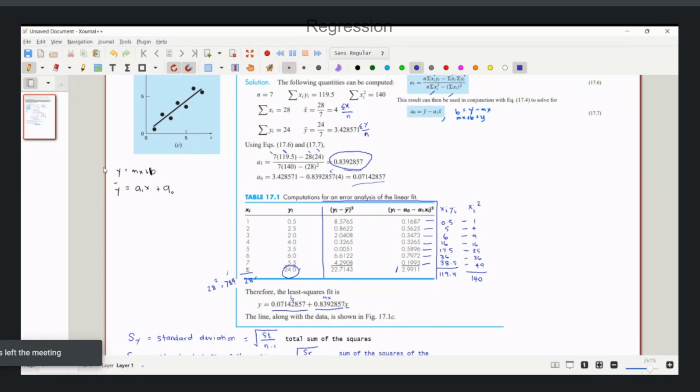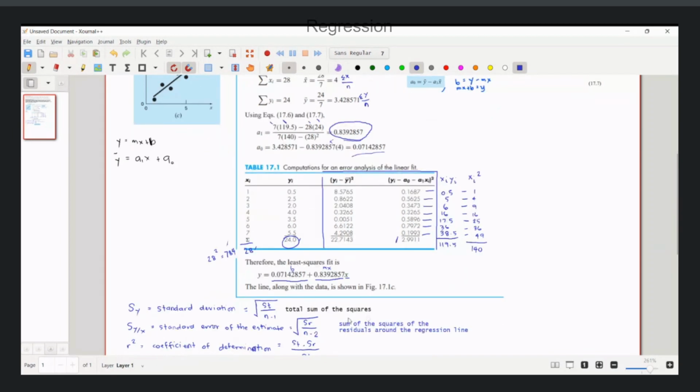Okay, how about the fifth? That's 3.5. So that's 0.5896. And next, that would be 0.7972, and the last one would be 0.1993. And the sum of that is 2.9911. Now that is our SR.